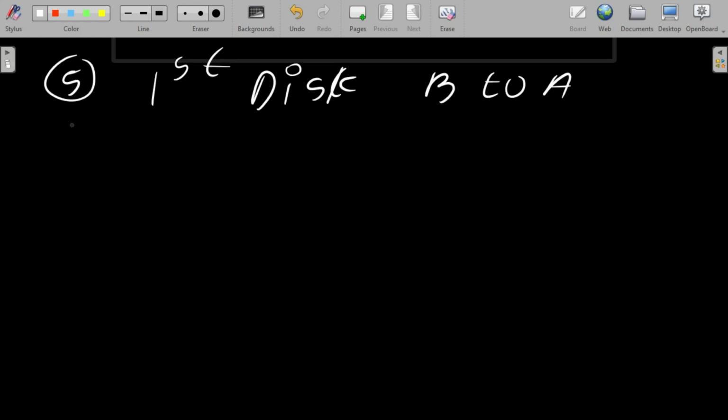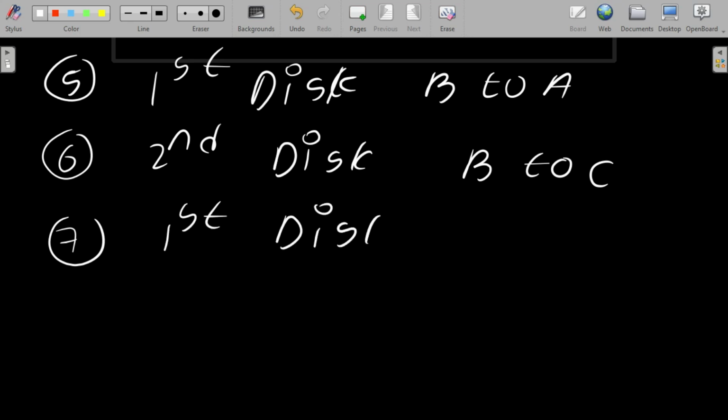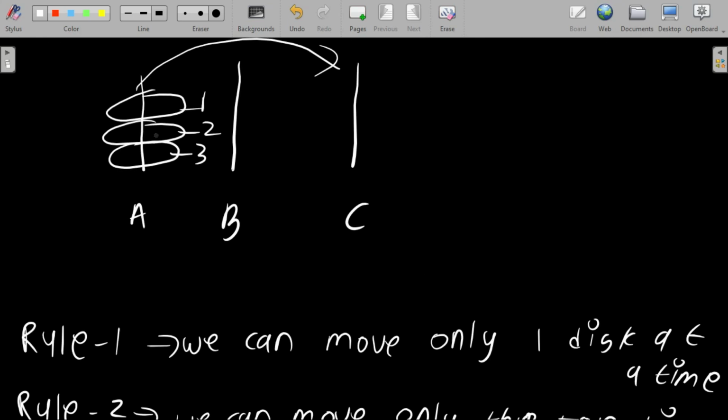Now what will the sixth step be? Can you guess it? Now we are moving the second disc from B to C. The seventh step is we are moving the first disc from A to C. Finally, we have successfully shifted all the discs from the source rod to the destination rod without breaking any rules.